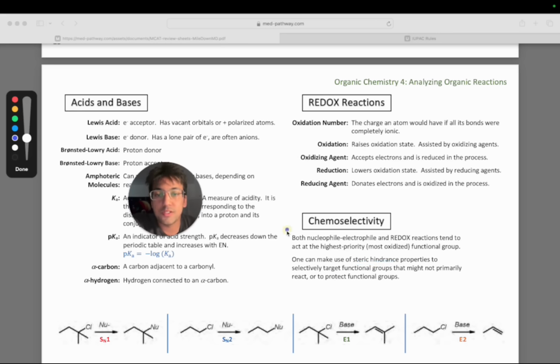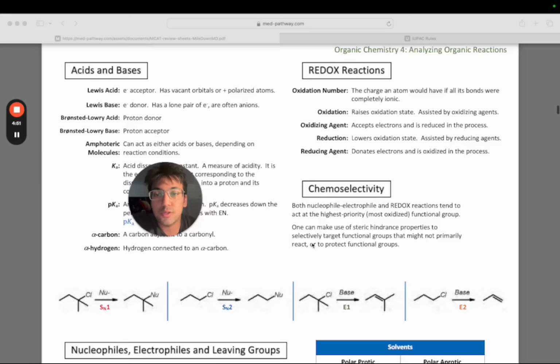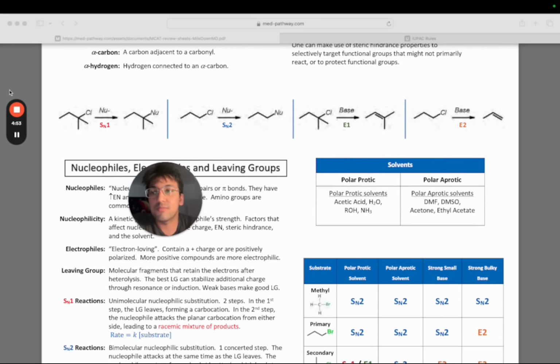Okay, so it's important to keep some rules in mind. You can use steric hindrance properties, you can use functional groups, and then you can pay attention to what type of solution your reaction is happening in, and it'll help guide what type of reaction is going to happen. Is it Sn1, Sn2, elimination, E1 or E2? So now let's talk about your favorite topic, which is these types of reactions.